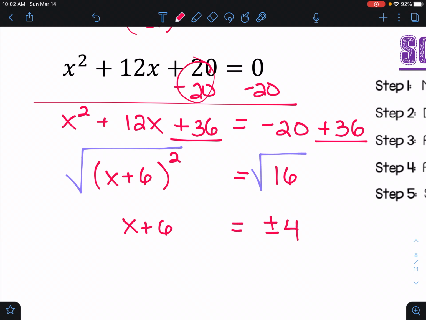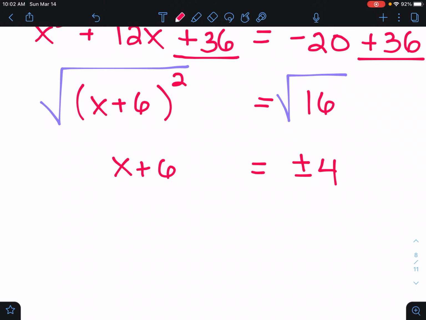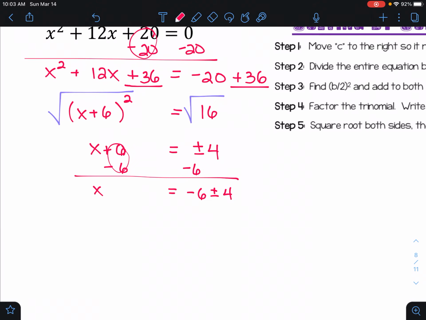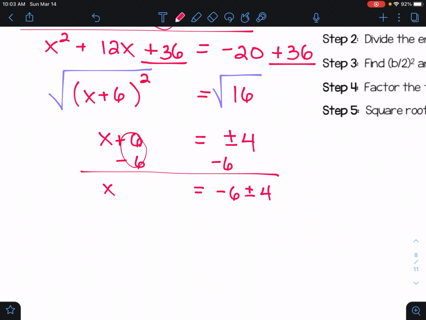Now, next I want to solve for x, so I'm going to subtract 6, and I'm going to subtract 6. Notice I put it kind of in front of this here. I lined it up with that. So here's how we'll write this. This is x equals, and now when I write this, I'm going to write negative 6 in front of the plus or minus. So it's negative 6 plus or minus 4. And then I'm just going to figure out what are those two answers. So I should have two answers.